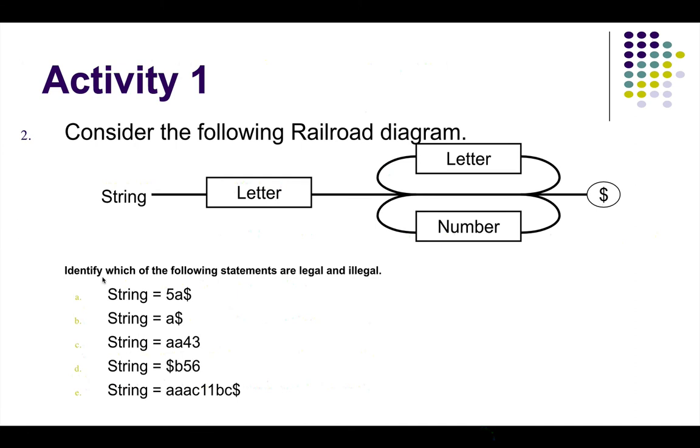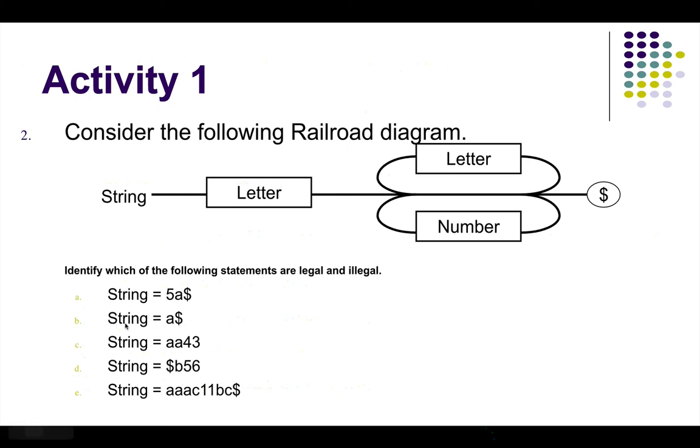Okay, so identify which of the statements are illegal. Immediately off the bat, before I look at anything, I can eliminate two of these because C and D do not end with a dollar sign, so they cannot be right. Okay, so that leaves me with A, B and E. Let's have a look here. A string must start with a letter. Does A start with a letter? Nope, starts with a number, so A's out as well.